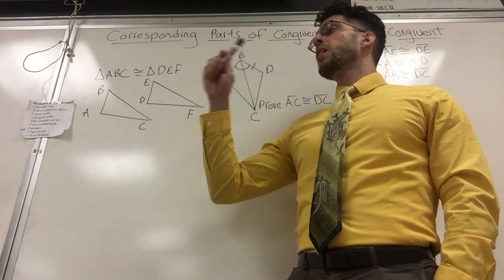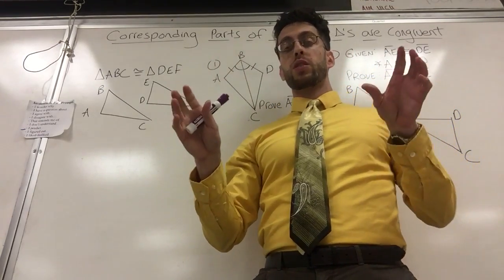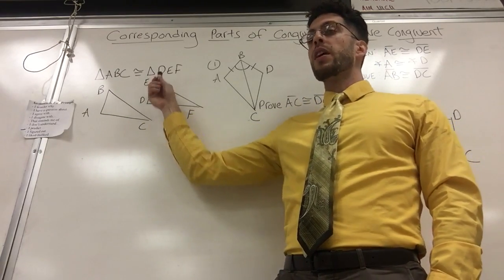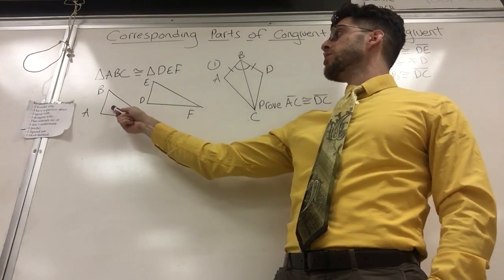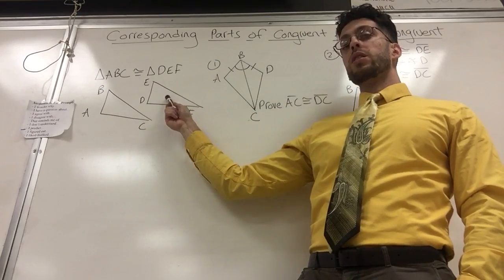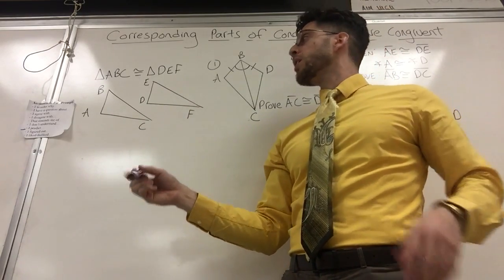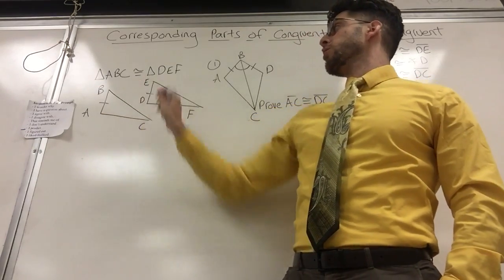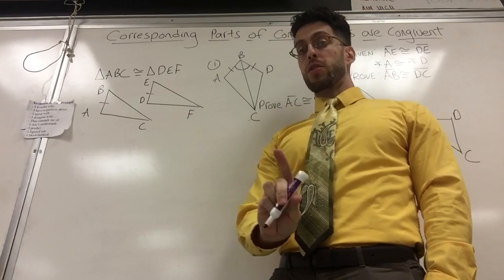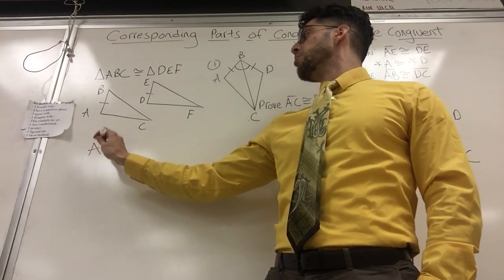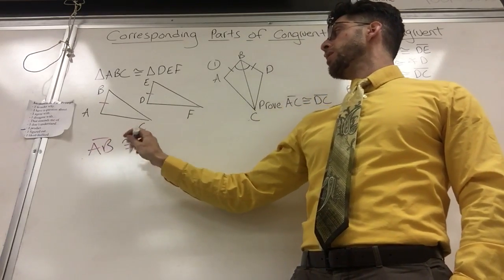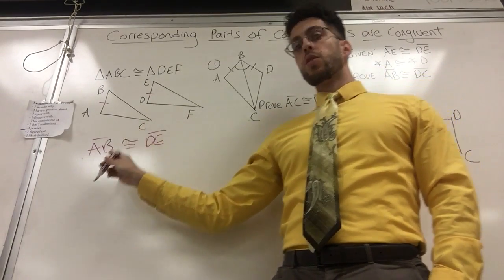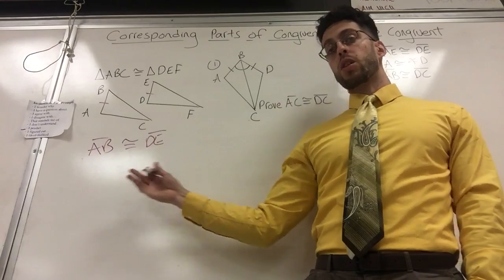Now, that's if you want to show two triangles are congruent, but what if you already know two triangles are congruent because they said so in the question? Then you can say, well, if I know that this triangle ABC is congruent to this triangle DEF, then I should know that all the parts are congruent. I know that AB is congruent to DE. All the corresponding parts are congruent. So then I would list it. Side AB is corresponding and congruent to side DE. And you should be able to list all the corresponding parts and say they're all congruent to each other.